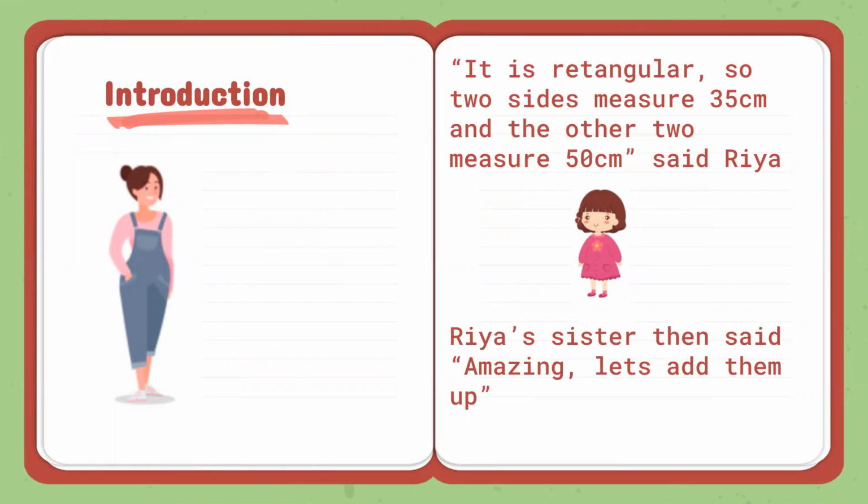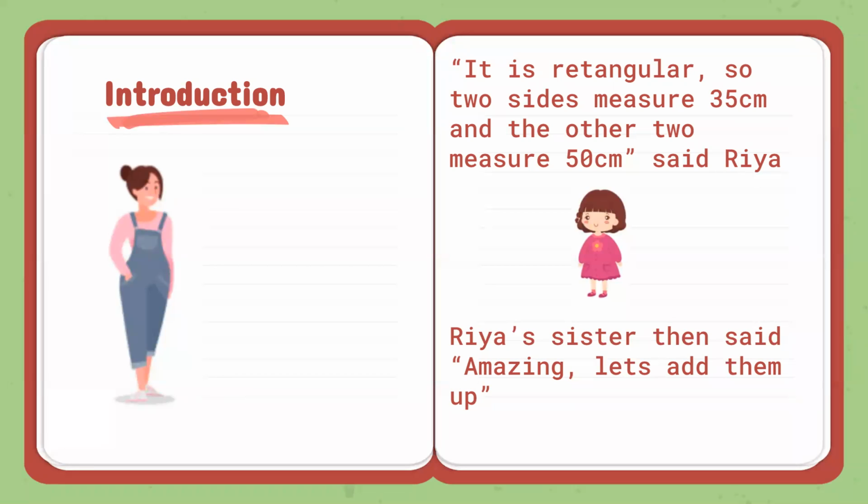She goes and tells her sister कि मुझे दो मेजरमेंट मिले क्योंकि रेक्टेंगुलर शेप का कार्ड है. I got two sides which measure 35 centimeters, and I got two sides which measure 50 centimeters. So Ria reports this to her sister saying, because it's a rectangular card, she got two sides that measure 35 centimeters and two that measure 50 centimeters.